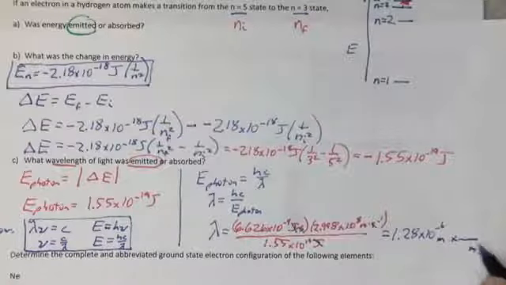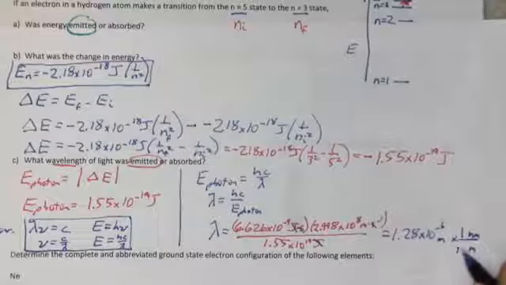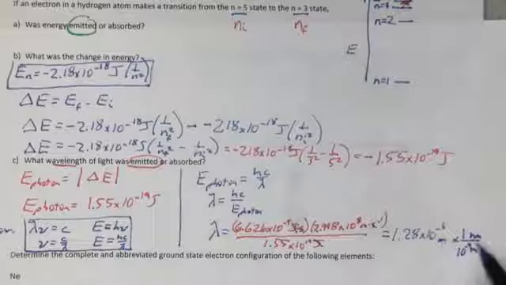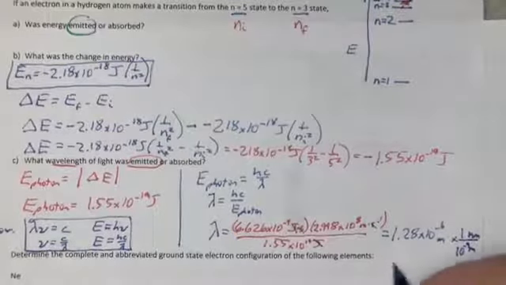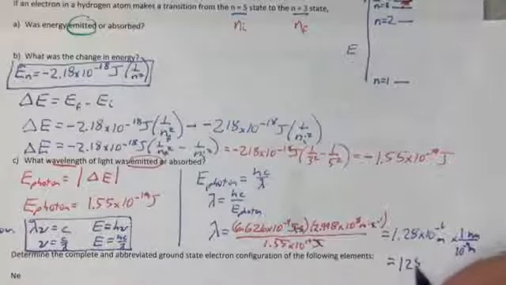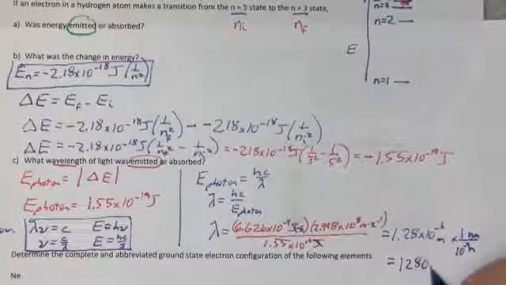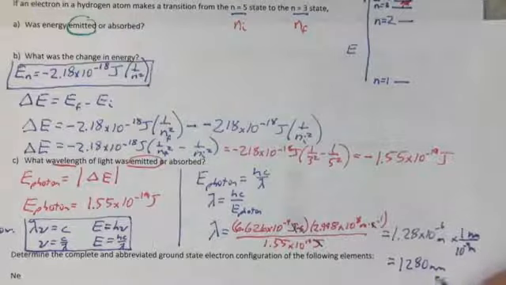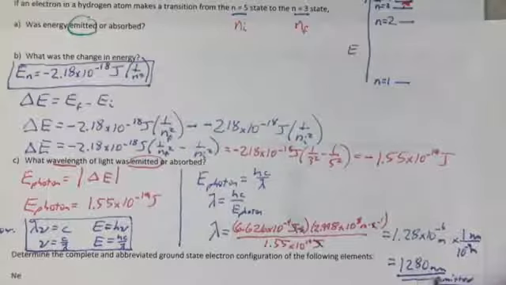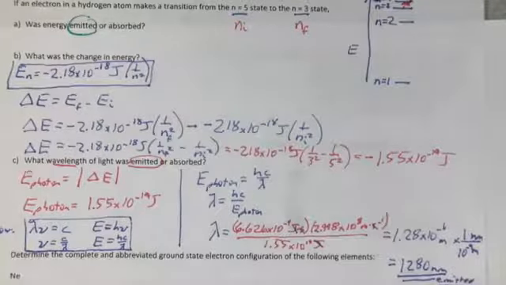I can go from meters to nanometers. Nano means times 10 to the negative 9. So I'm going to put 10 to the negative 9 with the base unit, the unprefixed unit. Meters cancels, I end up in nanometers. And this calculates out to be 1,280 nanometers. And this is emitted. It's given off because the electron is falling from a higher energy state to a lower energy state. And that's the answer to number 3.